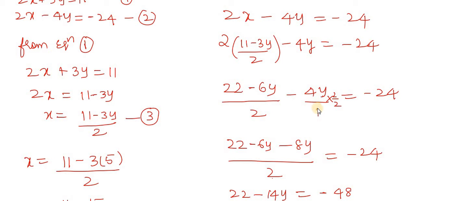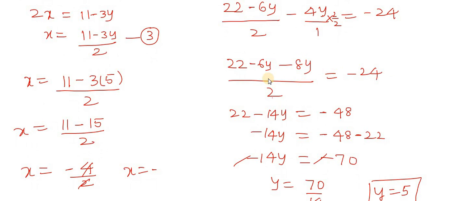Here we need to simplify, so you take the LCM or cross multiply. As usual we do cross multiplication, but for a change I am doing the LCM. If you want, you can do the cross multiplication also. The LCM of 2 and 1 is 2, so multiply by 2 on both sides; the fraction needs no multiplication because 2 is already in the denominator. So 22 - 6y - 8y, 4 twos are 8, minus 8y divided by 2, which equals -24.